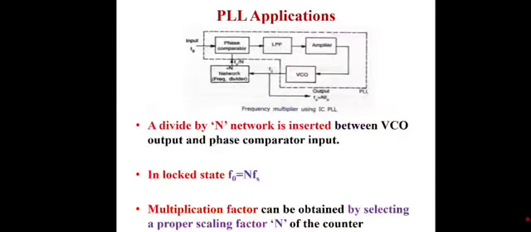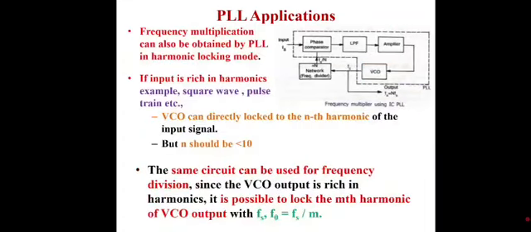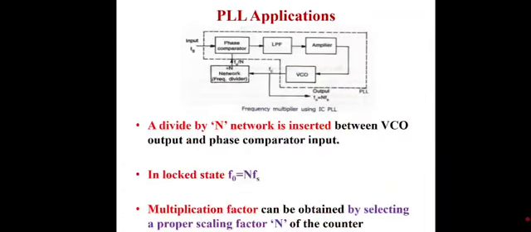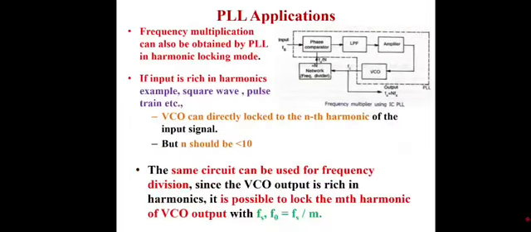A VCO is directly locked to the Nth harmonic of the input signal, where N is less than 10. Because the output is rich in harmonics, the same circuit is used for frequency division by locking the Mth harmonic of the VCO output with the input frequency.